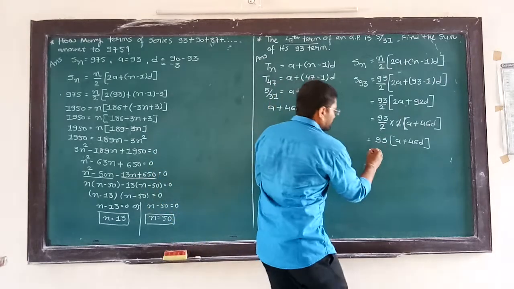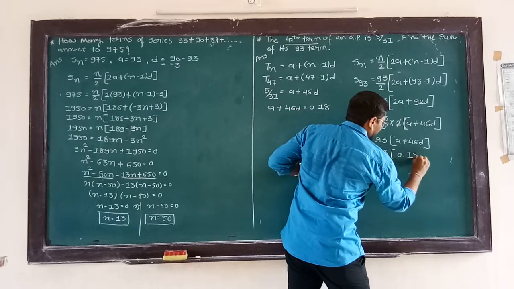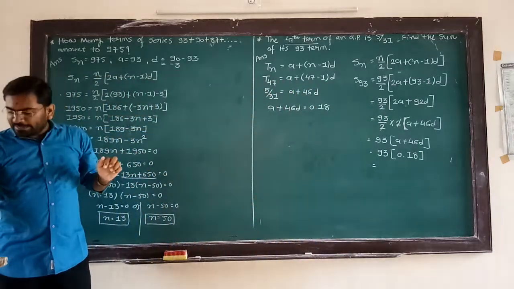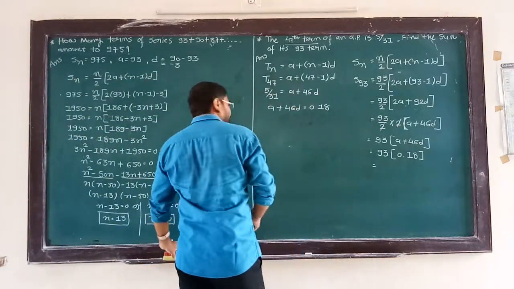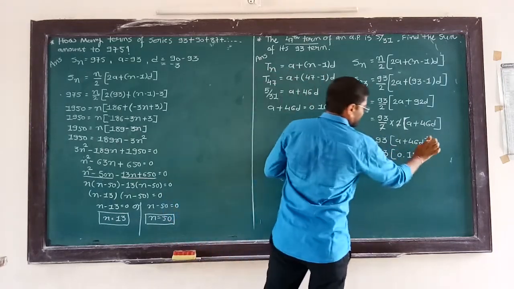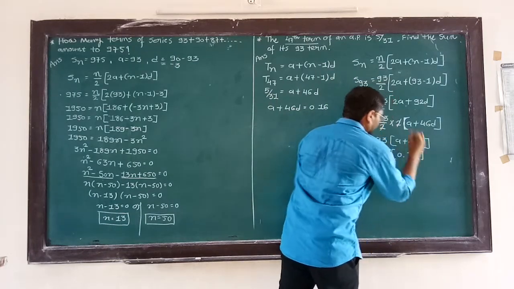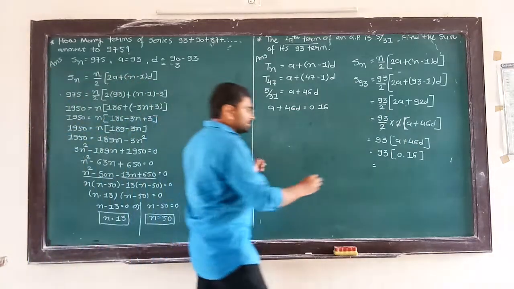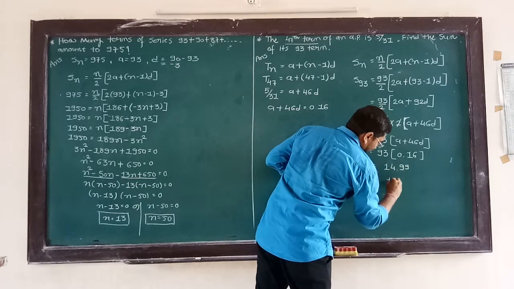See students, here a plus 46d is equal to 0.18. Here we can write 93 into 0.18. Here 93 into 0.18, so 18 is not, here it is 16. Also here 16. 93 into 0.16 means 14.99, which is equal to 15.